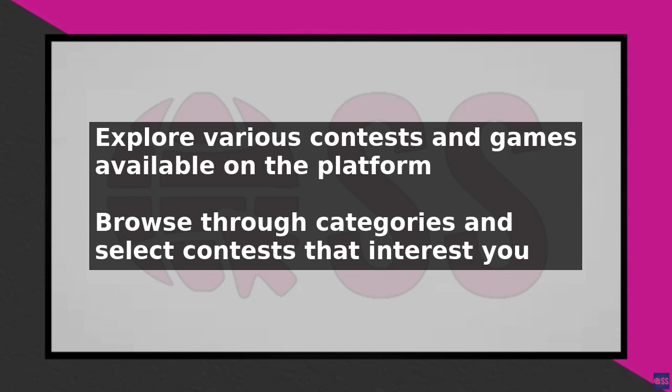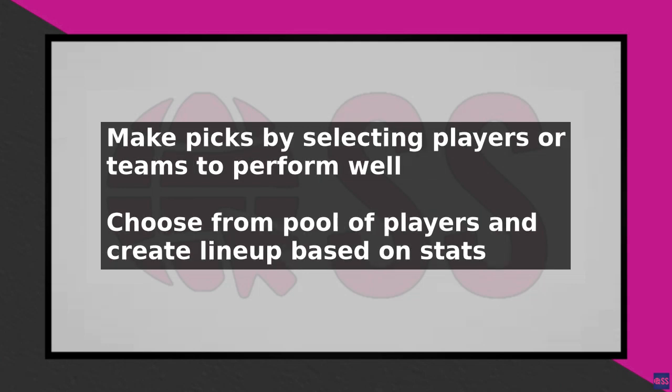One of the key concepts to understand when using PrizePicks is the scoring system. Each contest has its own scoring rules, and the points awarded to players or teams are based on their performance. For example, in a fantasy football contest, a quarterback may score points for passing yards, touchdowns, and completions.